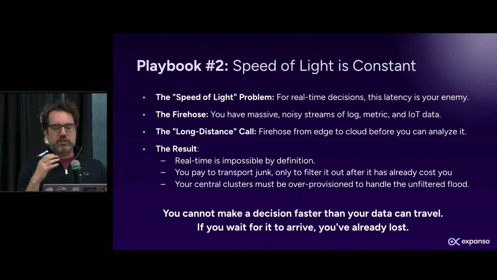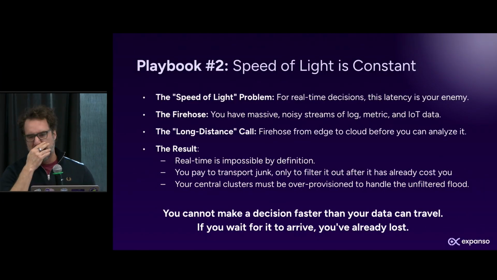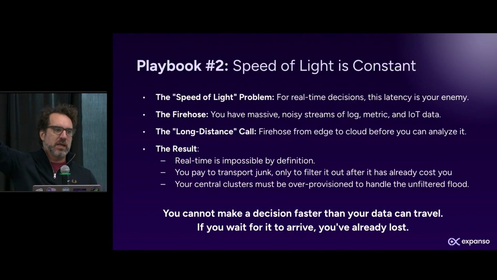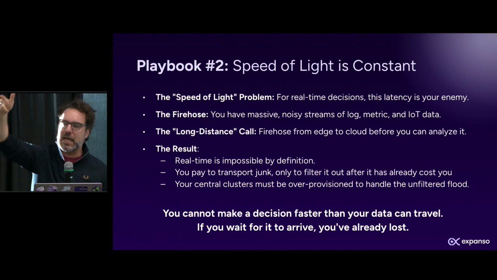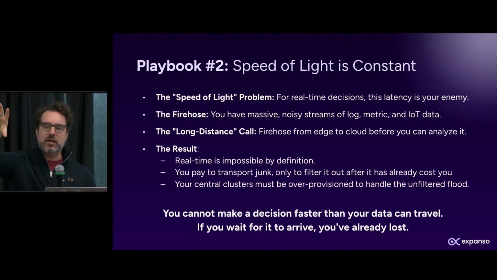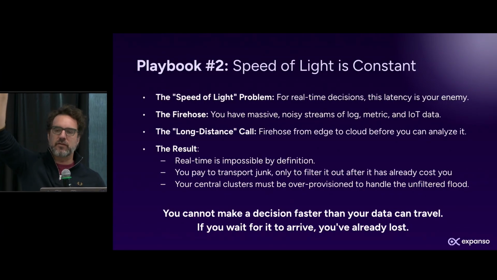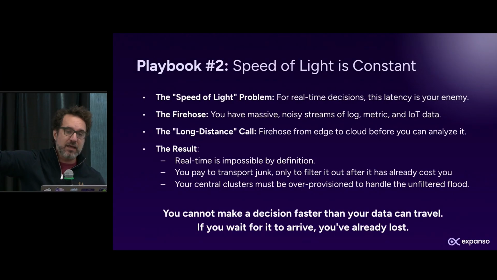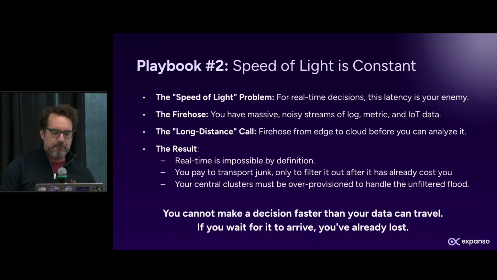And right now you have this stream of noisy, unstructured data, all of which this fire hose is being sent over what I call a long distance call. So you're paying to ship it, it's taking too long, and your central clusters have to be over provisioned because they are receiving the maximum peak of your fire hose, right? Because even if they are provisioned for anything less than the peak, that means you're starting to get slowness in the middle of the day.